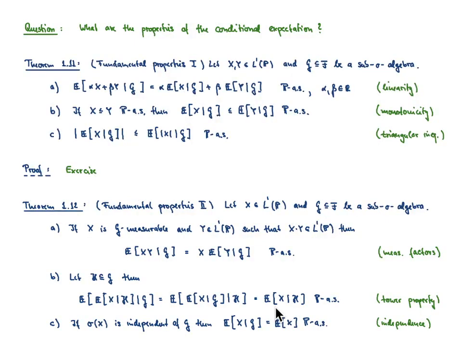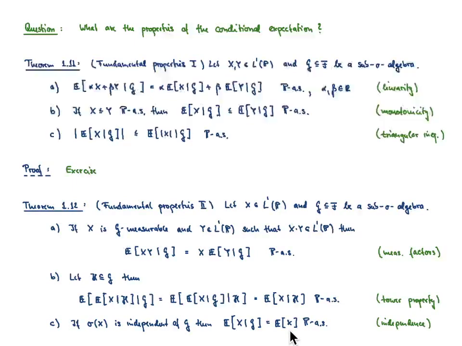And finally, if the sigma algebra generated by X is independent of this sigma algebra G, then it holds true that the conditional expectation of X given G is simply the expectation of X. So let us have a look at the proofs, and you will see the strategy of how one should prove such kinds of theorems.